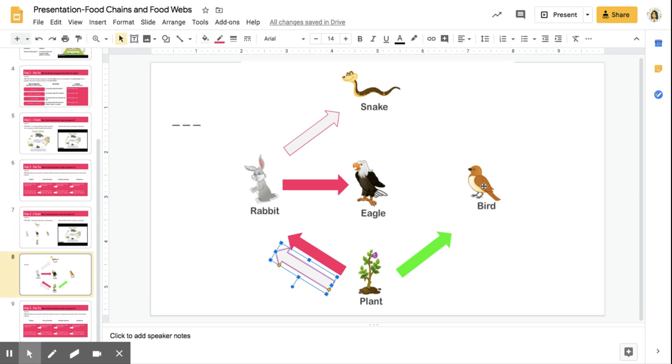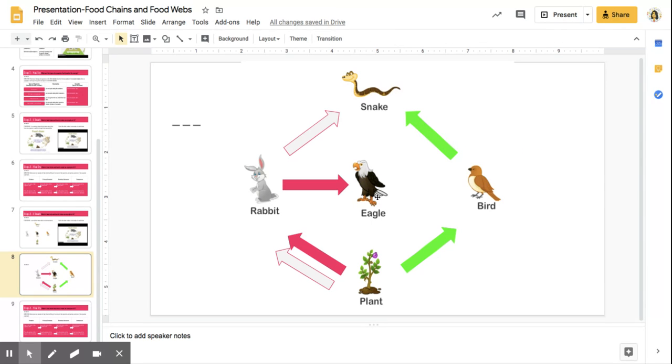Okay, now the birds. I'm not gonna put an arrow from the bird towards the eagle, but instead I'm gonna put an arrow from the bird towards the snake, because I think it's more probable that the birds get eaten by the snake than by another bird, which is the eagle. So we're just gonna put it that way. All right. Now our food web example is complete.